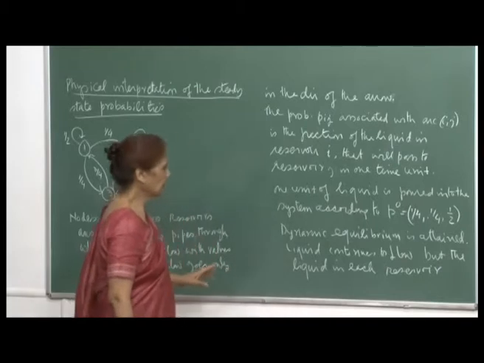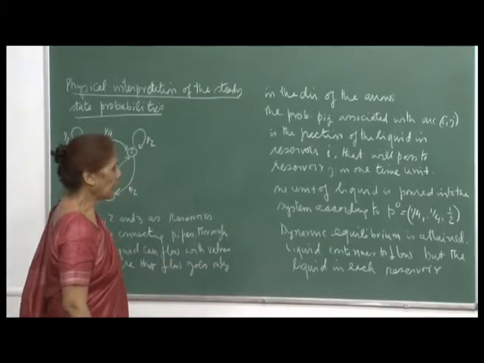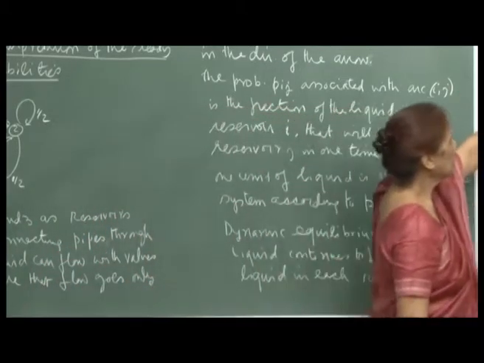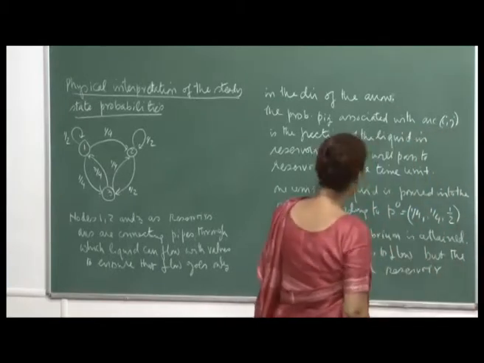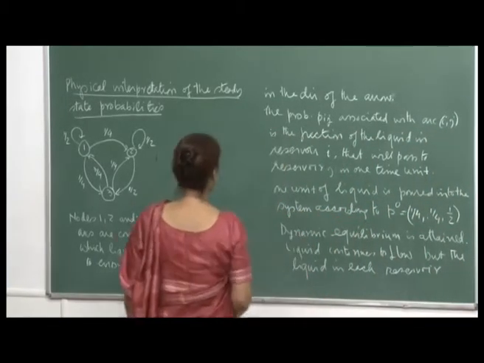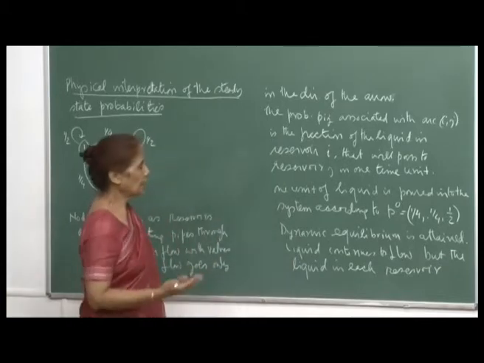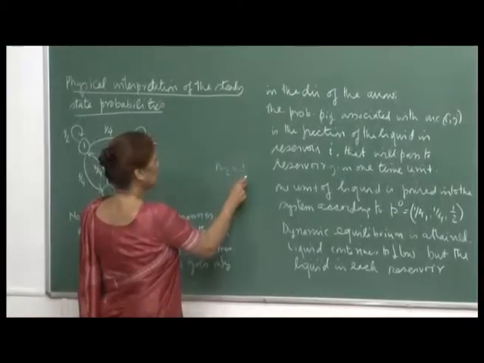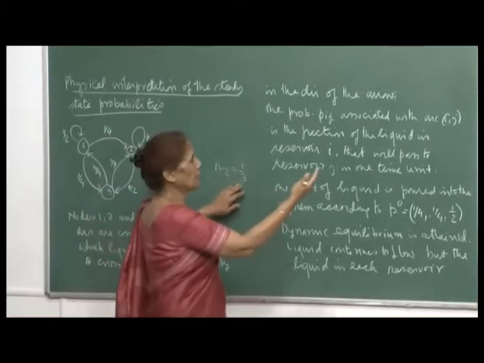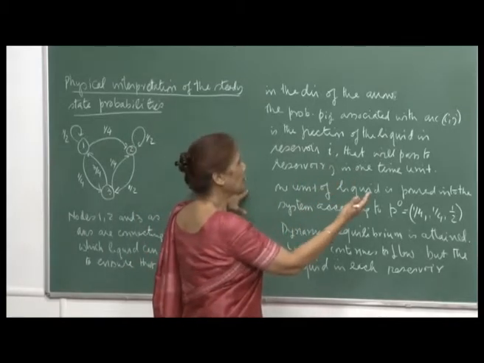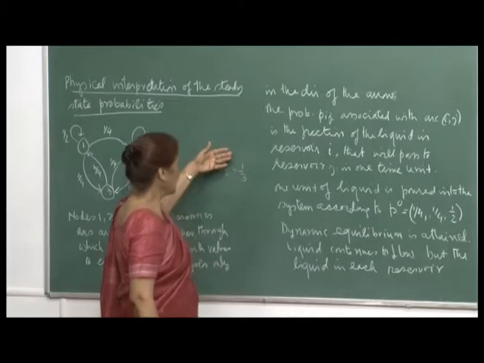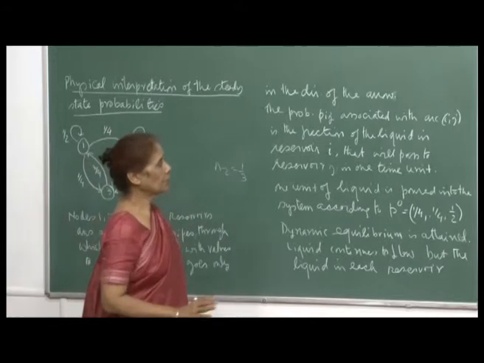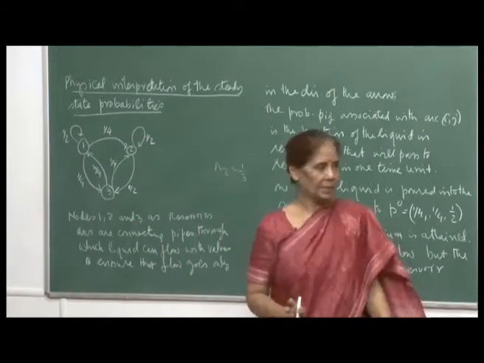So, finally, dynamic equilibrium will be attained and liquid will continue to flow, but the liquid in each reservoir will equal the steady state probabilities. I do not have the numbers here, but whatever we had computed as pi 1, pi 2, pi 3. For example, I remember pi 2 was 1/3. So, pi 2 means the reservoir 2 will have 1/3 of the liquid, pi 1 would represent the amount of liquid in reservoir 1, and pi 3 the amount of liquid present in reservoir 3.